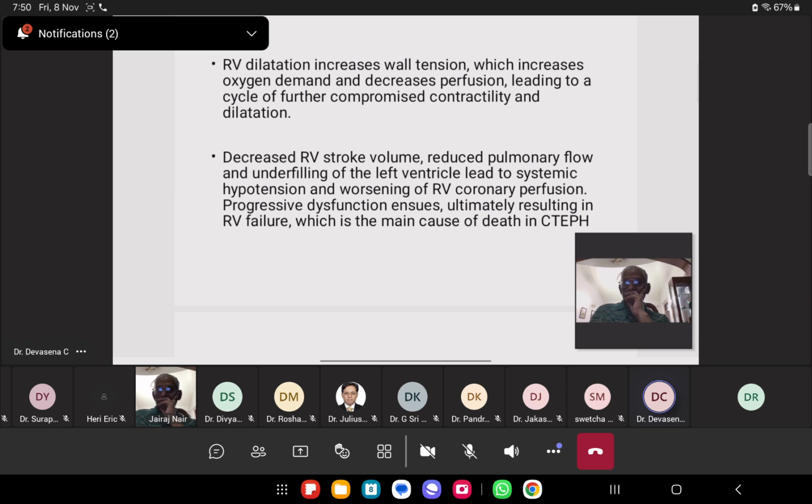RV dilatation increases wall tension, which increases oxygen demand and decreases perfusion, leading to a cycle of further compromised contractility and dilatation. Decreased RV stroke volume, reduced pulmonary blood flow, and underfilling of the left ventricle lead to systemic hypotension and worsening of RV coronary perfusion. Progressive dysfunction ensues, ultimately resulting in RV failure, which is the main cause of death in CTEPH.